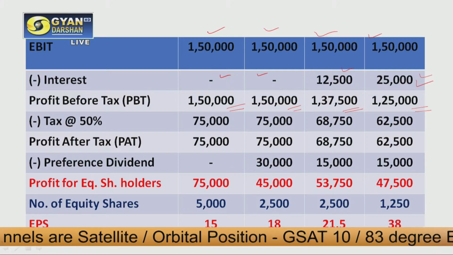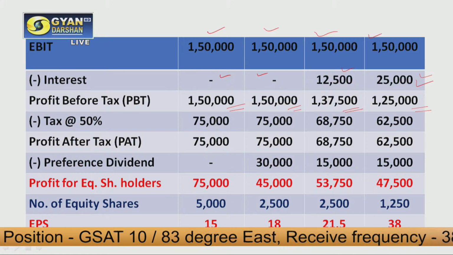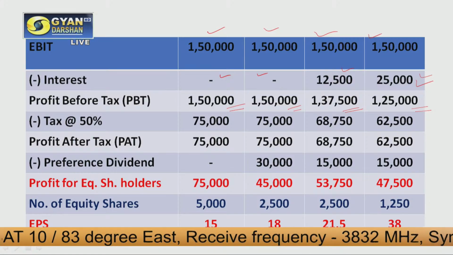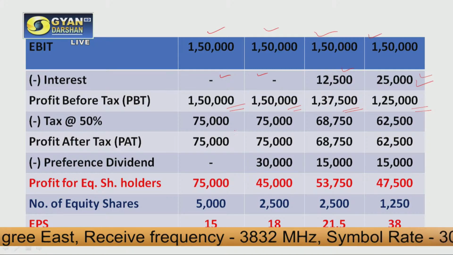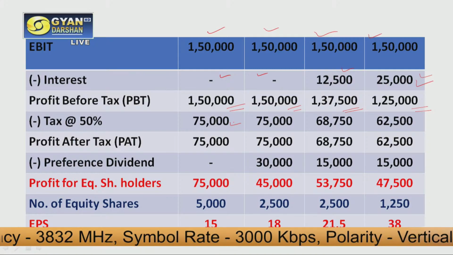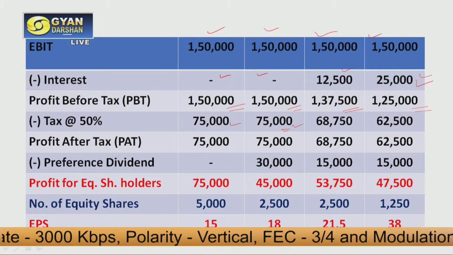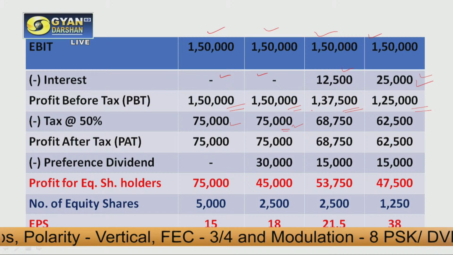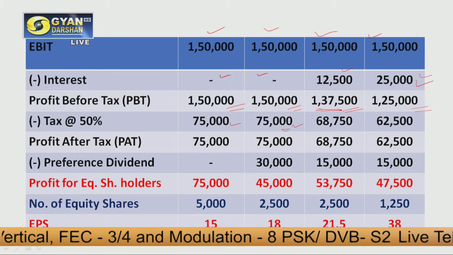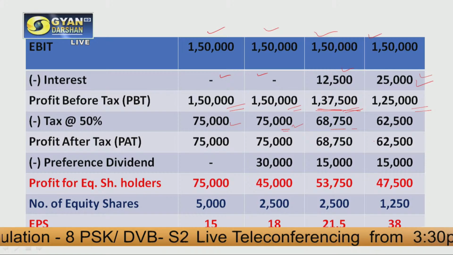Then after this, we need to deduct tax, which is taken as 50% in this case. So 50% of profit before tax we will deduct as tax here. In the first case, it is 75,000. In the second case also 50% of 1,50,000, that is 75,000. In the third case, it is 50% of 1,37,500, so it will come as 68,750 rupees.